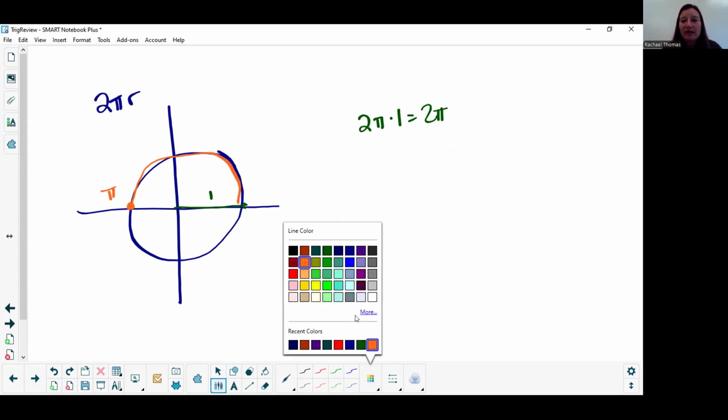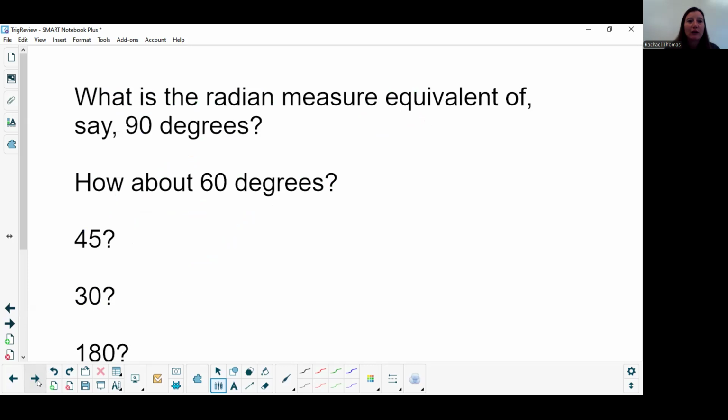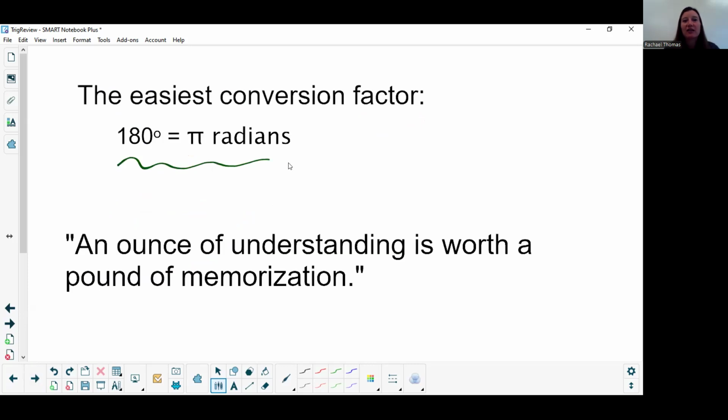Right? And this distance up here from this point over to the 90-degree angle, that's a half of pi, or pi halves. And this would be a fourth of pi, and a sixth of pi, and a third of pi, and so on and so forth. A great conversion factor is that 180 degrees is pi radians.